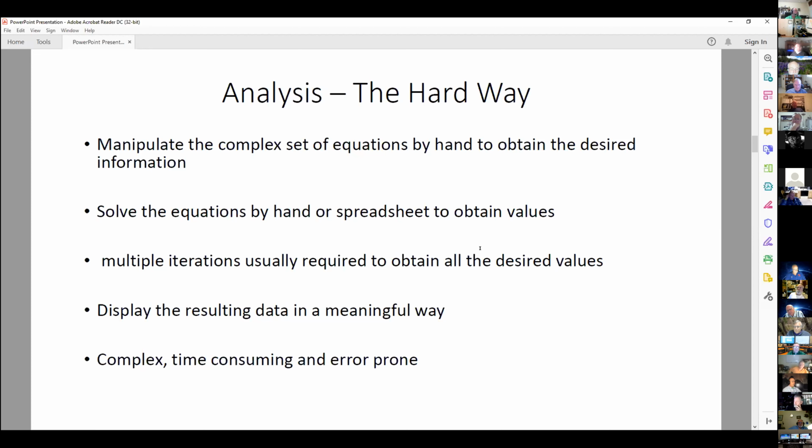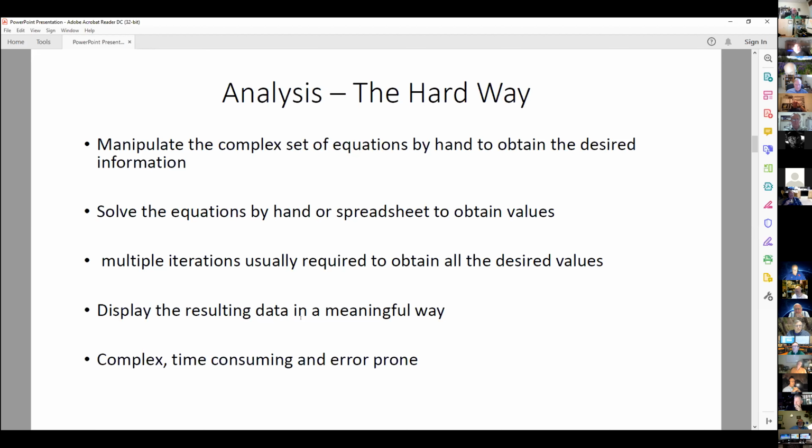Now, this process is tedious. It's error prone. It's usually one value is not what you're looking for. You're looking for a range of values. So you usually have to solve it multiple times, and then you've got to figure out some way to show the data in a meaningful way to help you understand what you're looking for. Because what we're trying to do is develop an understanding of what's happening in addition to getting the values.